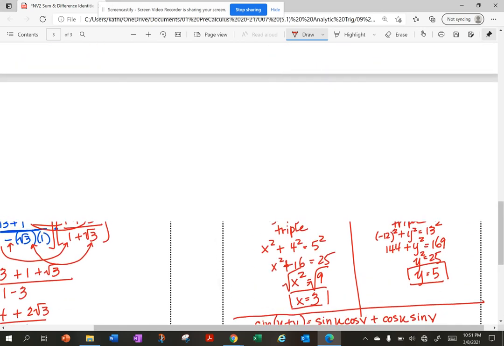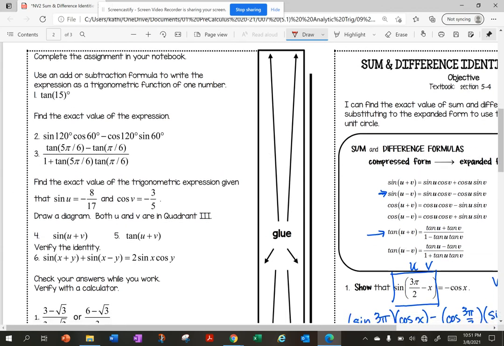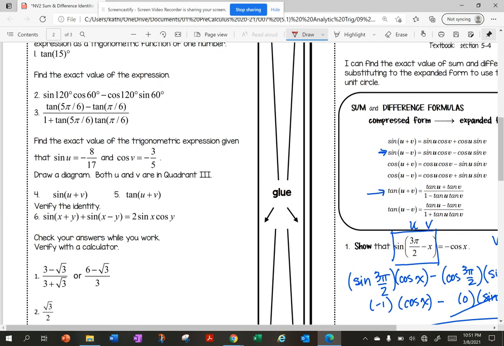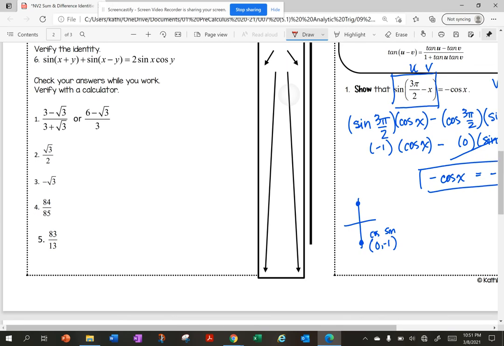Okay, so today's assignment is on the back of the notes here. I have 6 more problems. You're going to do these in your notebook, not on this little piece of paper. And I do have the answers here for you to check while you're working.